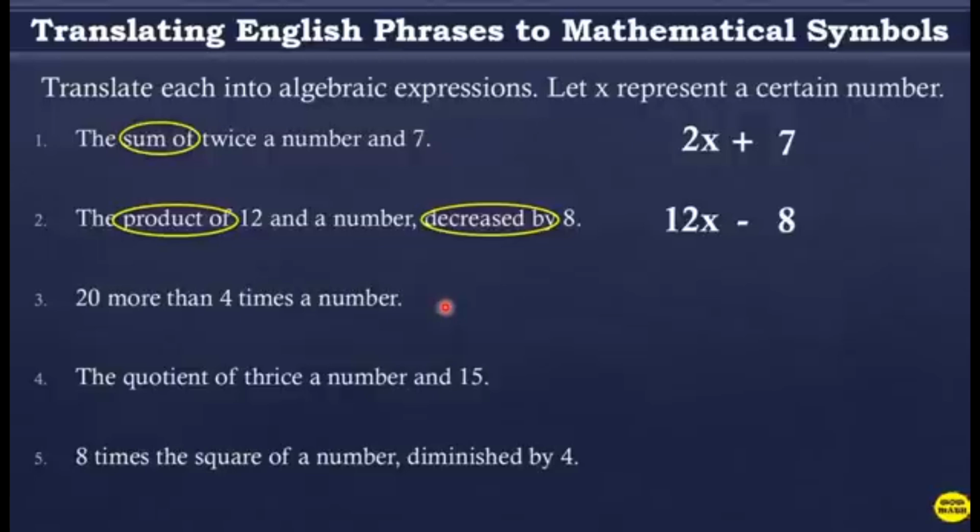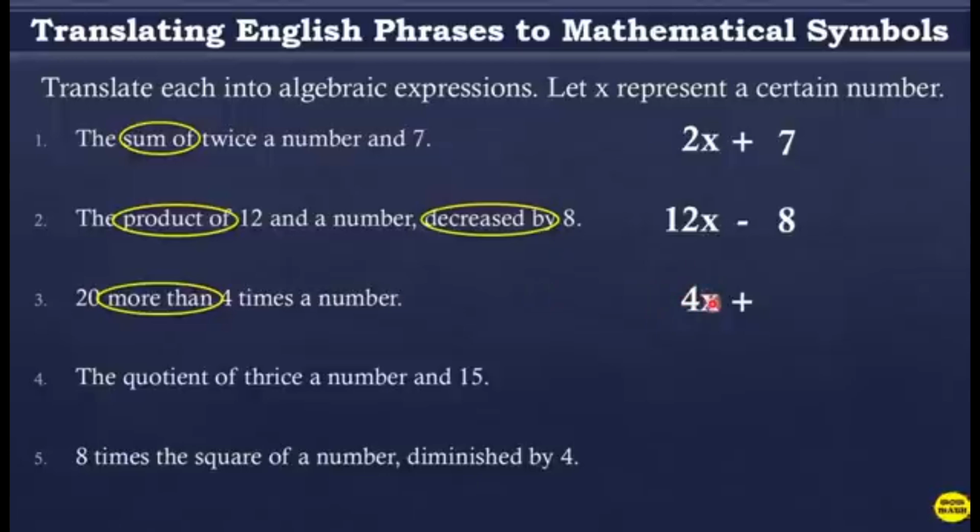Next is 20 more than 4 times a number. So we have there now 20 more than. So when we say more than, as what I have mentioned earlier, the sequence or the arrangement will be changed. So first thing we're going to write is the 4 times a number before the 20. So more than meaning the word here there is plus because it is more than. But then with more than, the sequence or the arrangement will be changed.